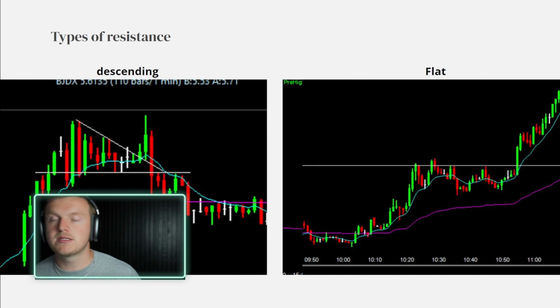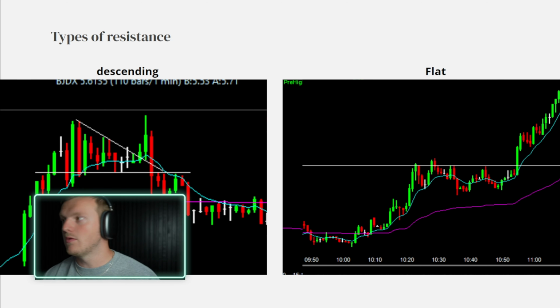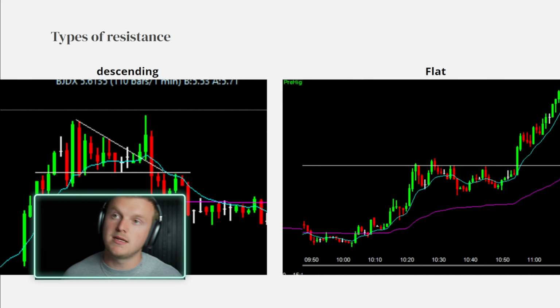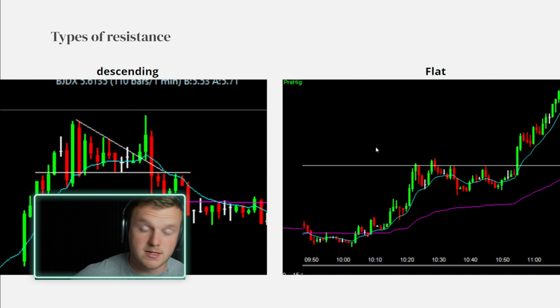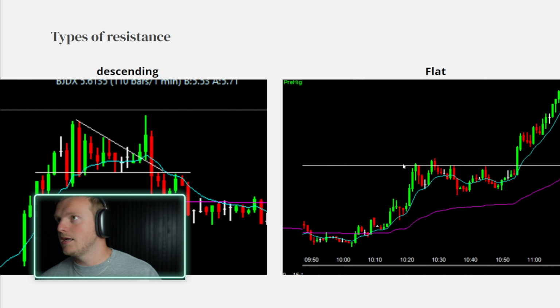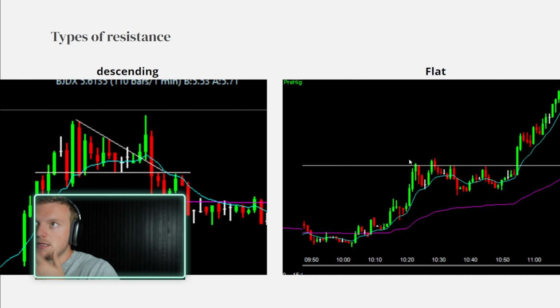However, it's good to identify them because we know that descending resistance is indeed relevant. I like flat resistance because, like I said, there's zero discrepancy, just like in the support level. And this one, I think the stock was at like $9. It failed right here, failed right here. So heavy resistance in this area.